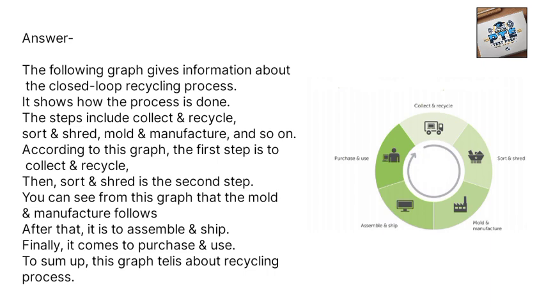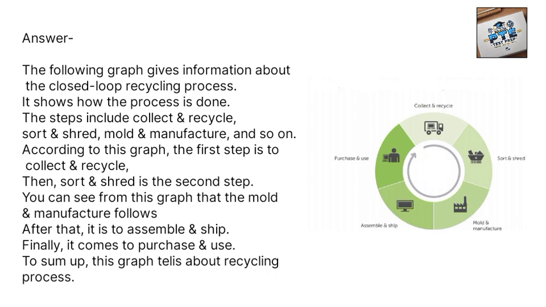The following graph gives information about the closed-loop recycling process. It shows how the process is done. The steps include collect and recycle, sort and shred, mold and manufacture, and so on. According to this graph, the first step is to collect and recycle.